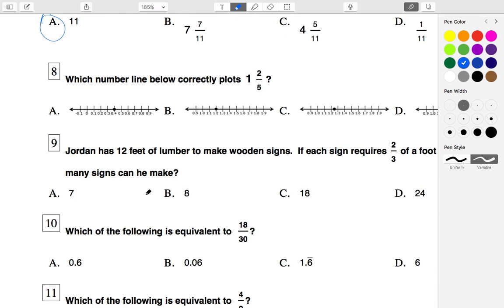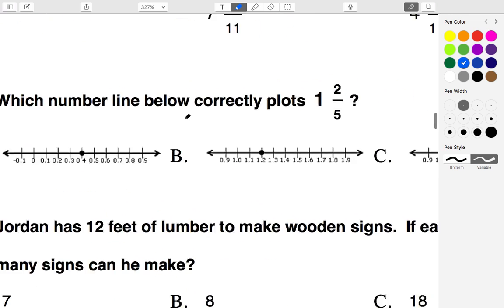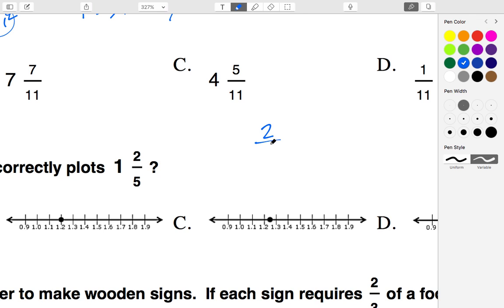Which number line below correctly plots 1 and 2 over 5? So it's to a decimal, so how do I solve this if it's on a decimal? Yes, so I'm going to have 2 over 5. In and out. I'm going to show you two ways for this one.